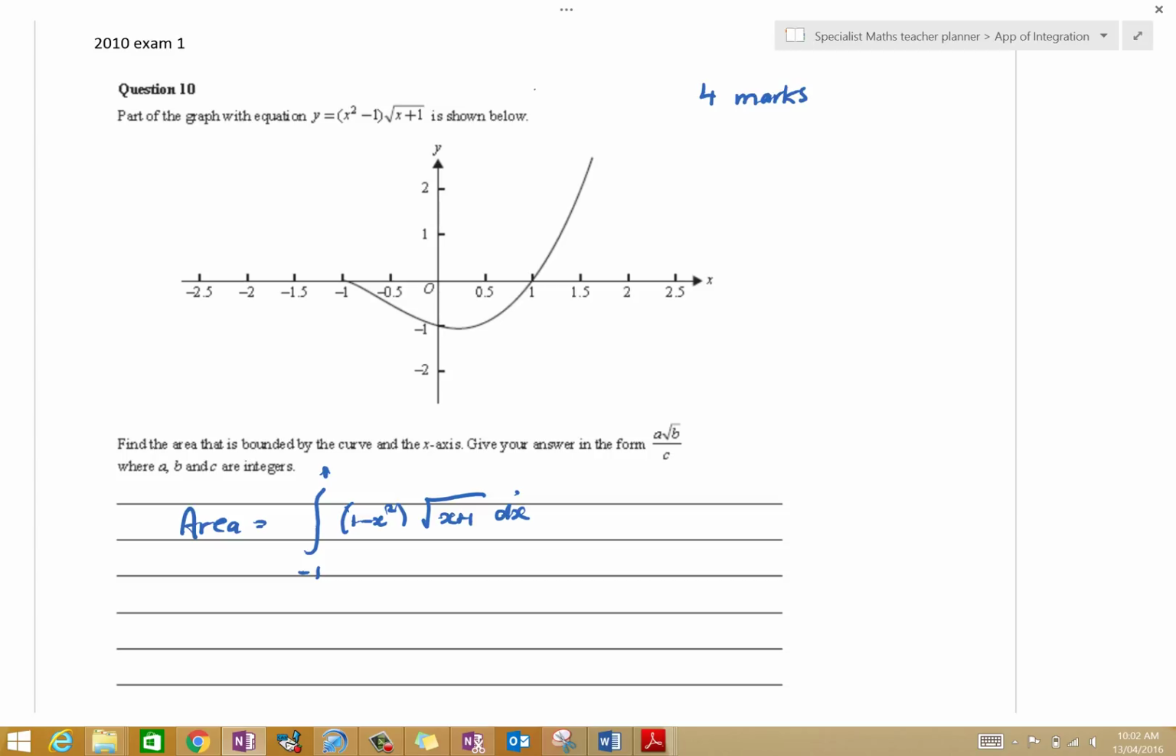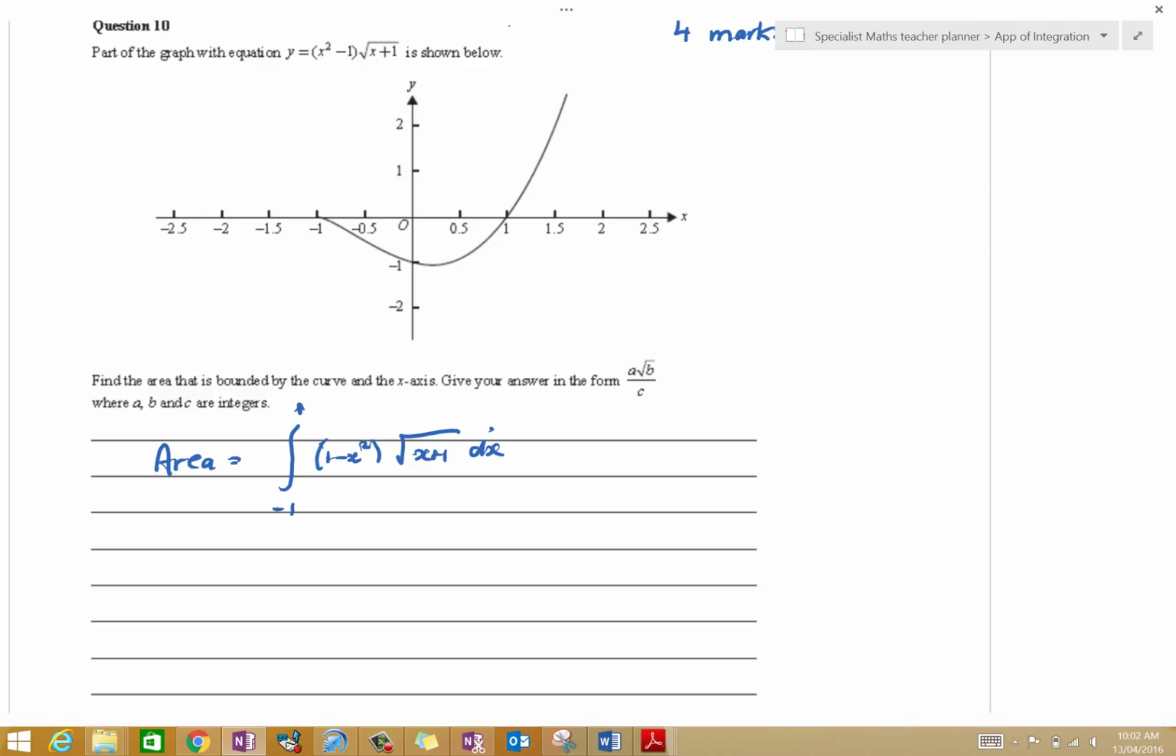Substitution. Am I doing a u substitution or what? What am I letting u equal? Okay. So I'm letting u equal x plus 1 and du dx is equal to 1.